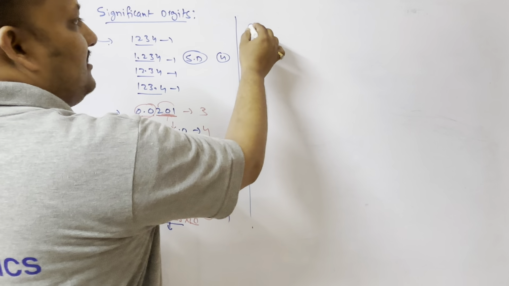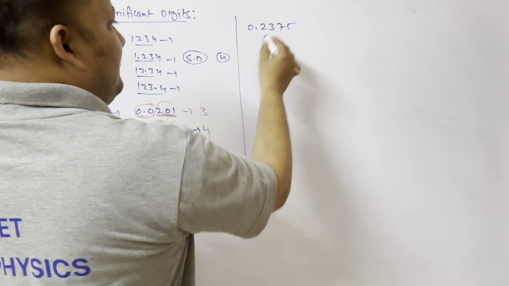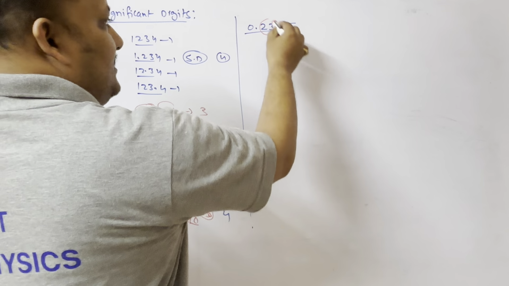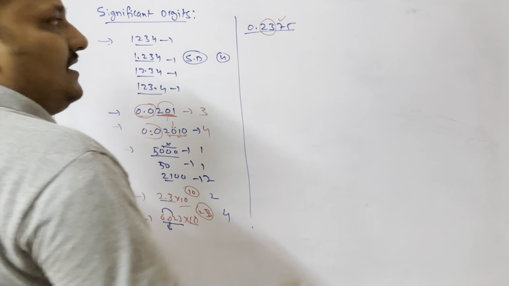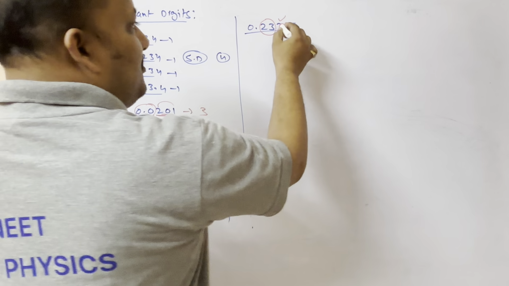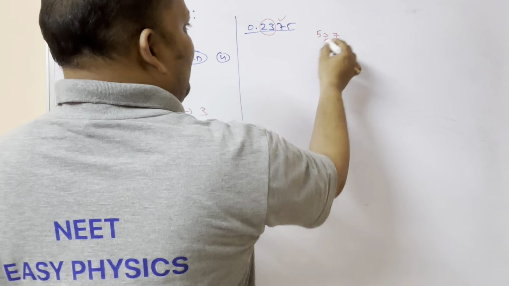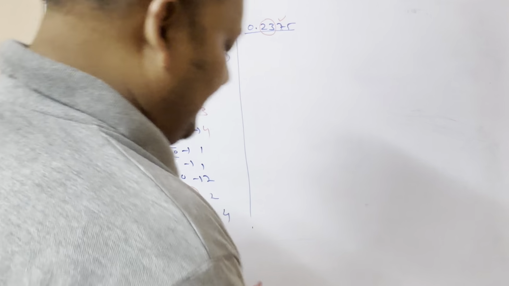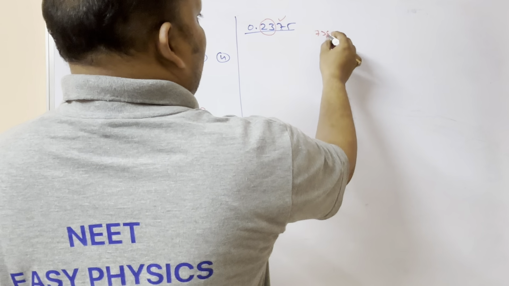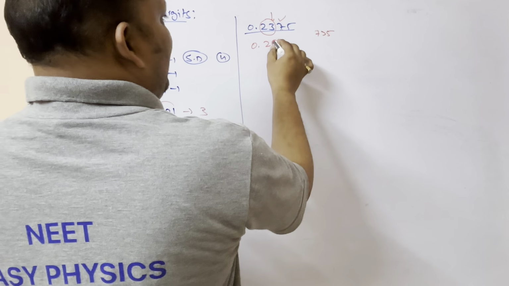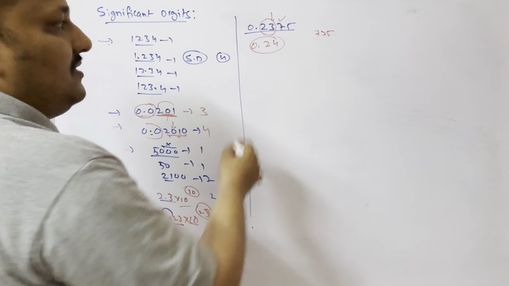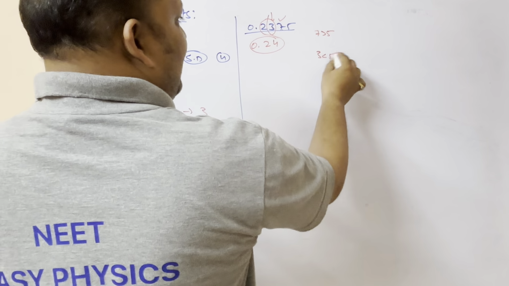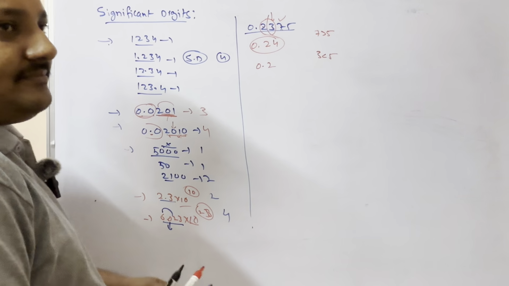Whenever you are rounding numbers, take 0.2375. How many significant digits are there? 4. Round this number up to 2 significant digits. Then 7 you have to remove. Whenever you are removing a digit, you have to take care whether it is greater than 5 or less than 5. If the removing digit is greater than 5, 7 is greater than 5, then the preceding digit should be raised by 1. Now round this number up to 1 significant digit. Then the removing digit is 3. 3 is less than 5. Therefore, it remains the same, isn't it?